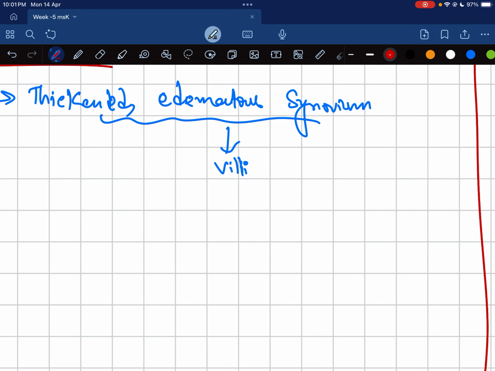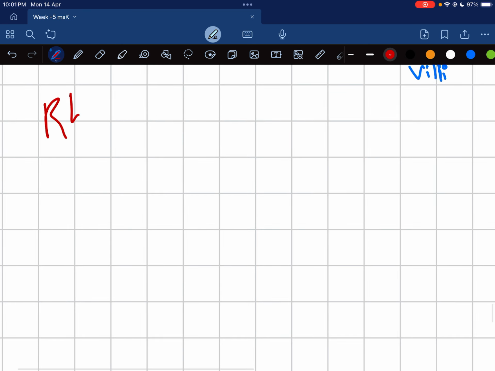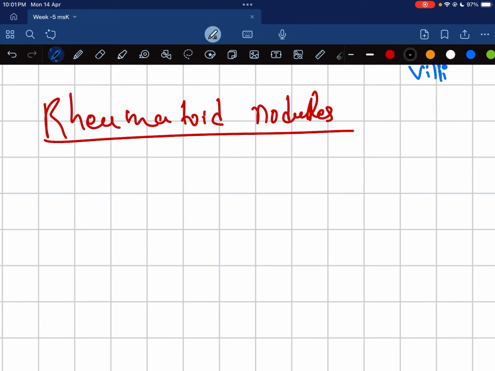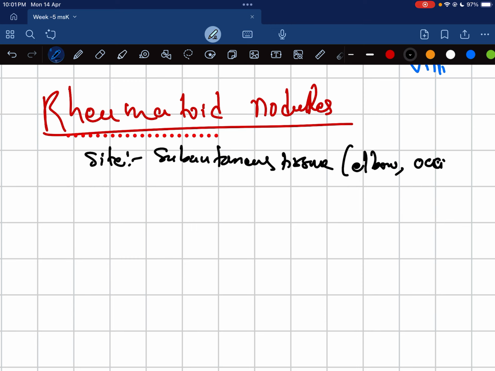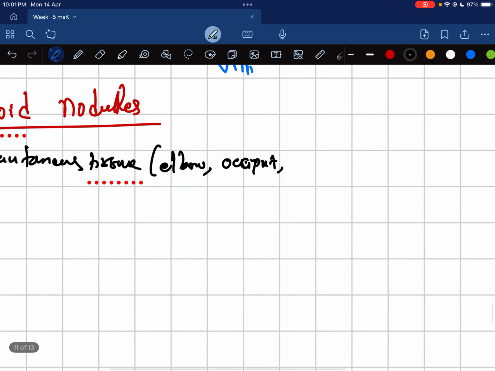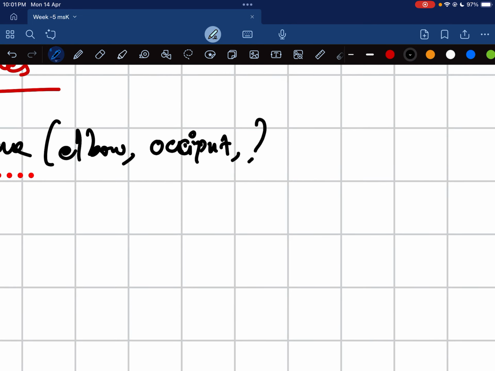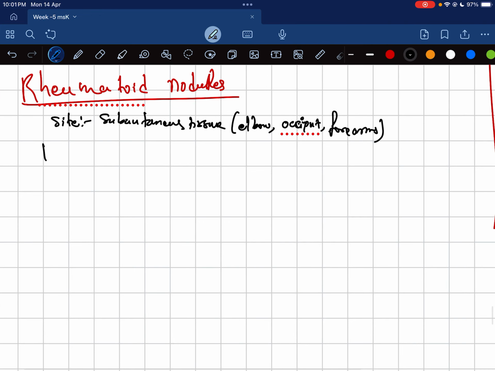Now there is also formation of rheumatoid nodules. The sites of rheumatoid nodules are subcutaneous tissue lesions, like the elbow, behind the occiput, and the forearms.